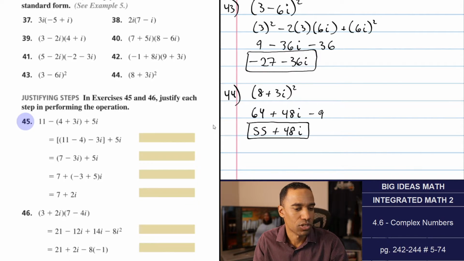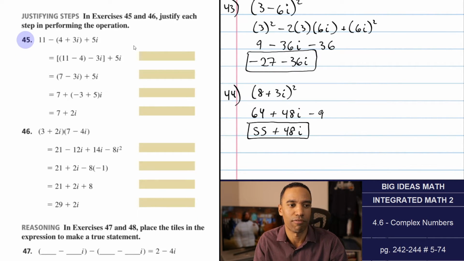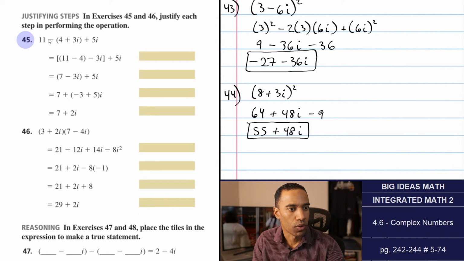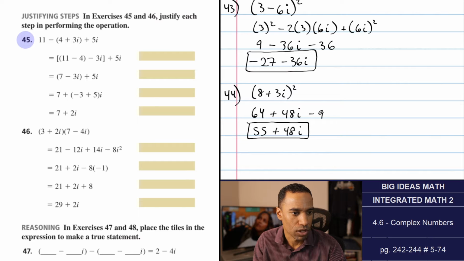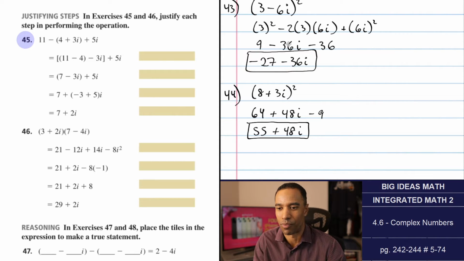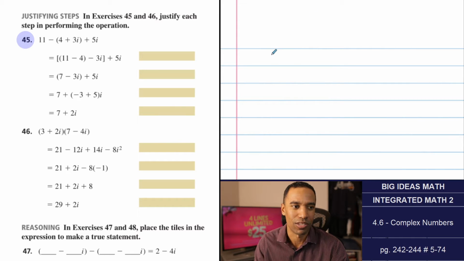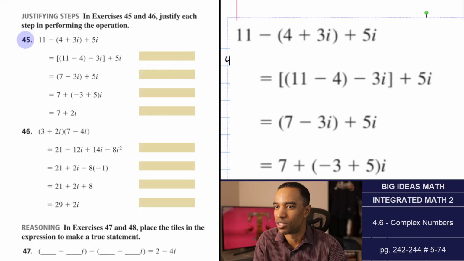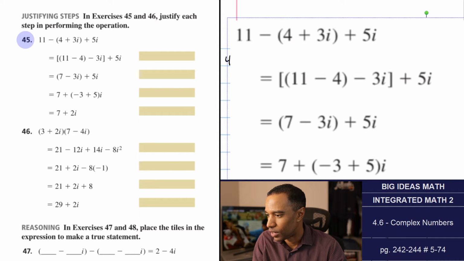Okay. In exercises 45 and 46, justify each step in performing the operation. Well, they write things differently than I would, so I'm just going to go ahead and copy and paste what this is because I want to write the answers straight in there. Sorry if you have to write more in copying this down. If I write less, that's more fun for me. I just have to shrink what I have there.